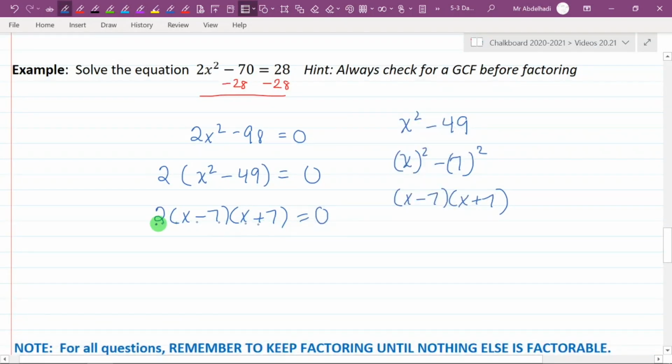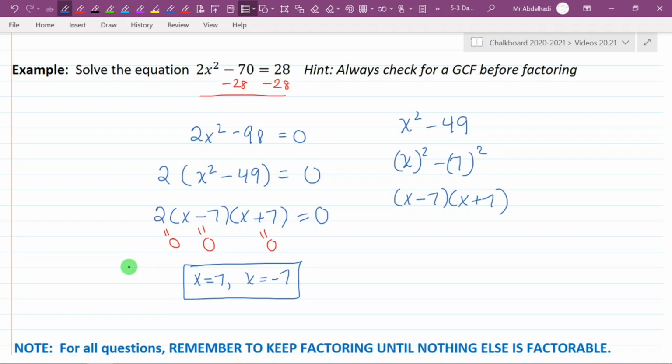This is fully factored on this side, but when you have an equal 0 and they tell you to solve, you need to do this. Zero product rule. Everything equal to 0. You can see that this is going to give you x equals 7. This is going to give you x equals negative 7. And this is not going to go anywhere because 2 does not equal 0 and there's no x to solve for. So you're done. And that's using a difference of squares to factor.